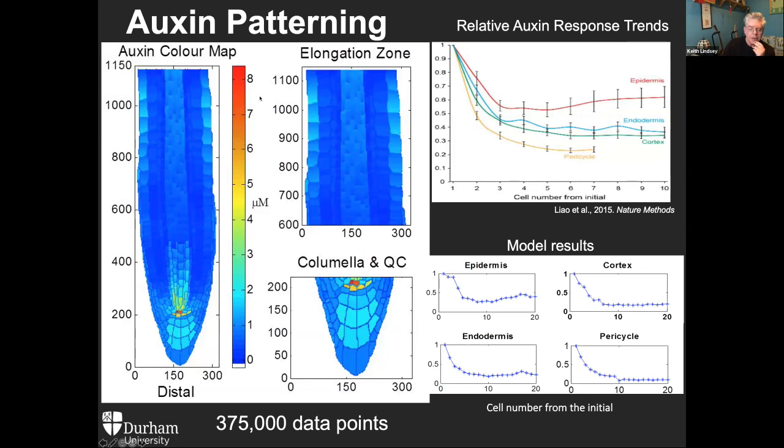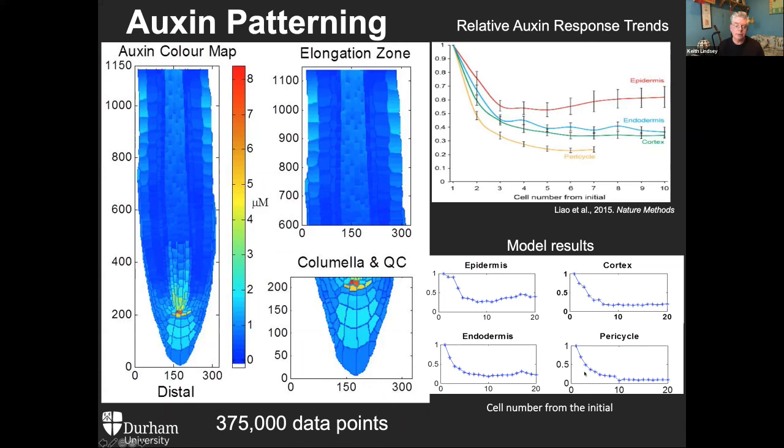And this is a heat map of where auxin is accumulating, and you can see that it's at the highest level in that stem cell niche. So that's a pretty good representation of what's actually happening in a root. And if you compare the predicted auxin levels in different cell types in the root, and you compare it with what's measured in those cell types through experimentation, you find a very good correlation. So this is quite a complex model. It's got 375,000 data points in it, but it's starting to simulate very nicely aspects of the root.